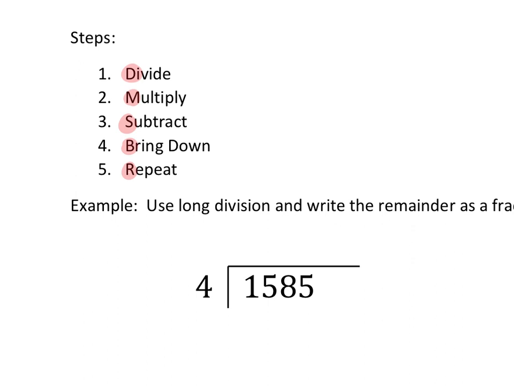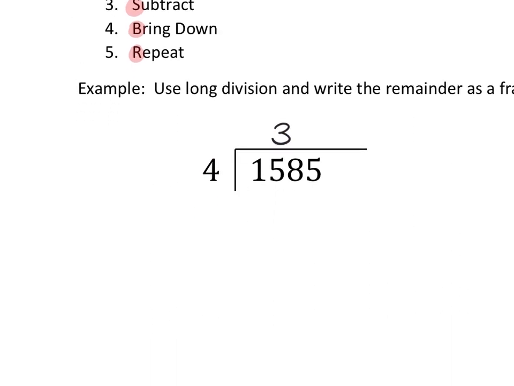Divide, multiply, subtract, bring down, repeat. Now, when I say divide, I mean for you to divide this number, the divisor, by the first number in the dividend. Can 4 go into 1? No, so when I'm doing long division, if it can't go into the first term, you scoot over to the second term. Can 4 go into 15? How many times? 3. Okay, so I put a 3, but I'm going to put that 3 above the 5, not the 1. That's the divide step. Then I'm going to multiply the number I just wrote down, 3, by the divisor 4. So what's 3 times 4? 12. So I write a 12 down right here.